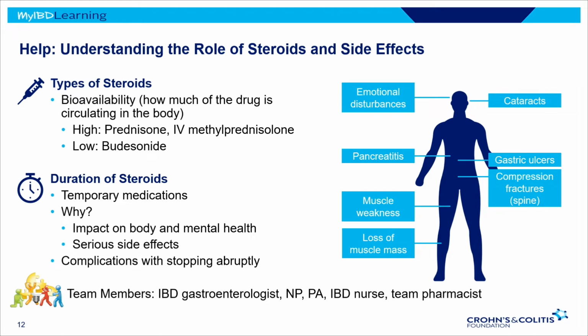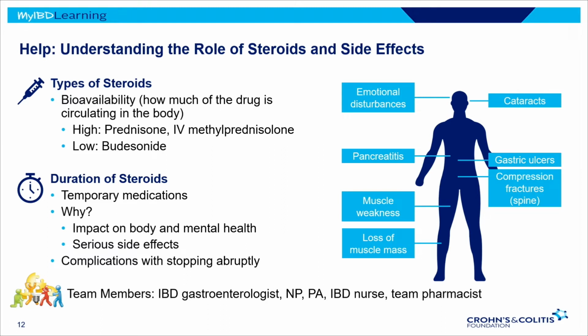Types of steroids depend on the bioavailability, so how much of the drug is in circulation in your blood. Some of them that have high bioavailability are prednisone, like oral prednisone, or IV steroids like methylprednisolone. Low bioavailability is budesonide, like the Entocort type. And then duration of steroids.